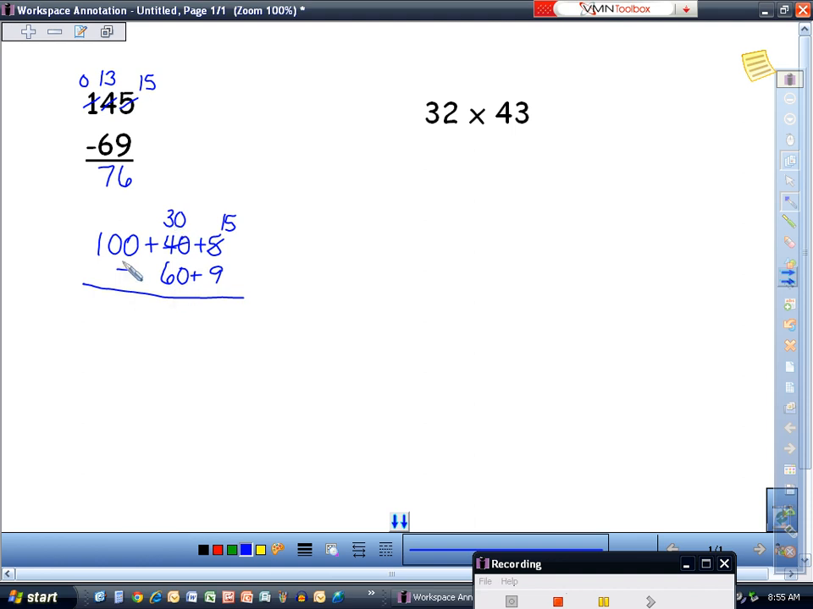I can't take 60 away from 30, so I have to borrow a 100, leaving 0 there. That 100 comes over here to my 10s, and now I have 130. So 15 minus 9 is 6, and 130 minus 60 is 70. So together that makes 76. So the reason we do it this way is that kids get an understanding of what's happening with numbers, and that numbers are just based on place value.